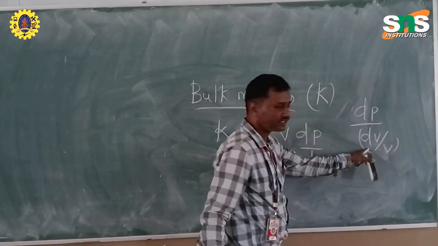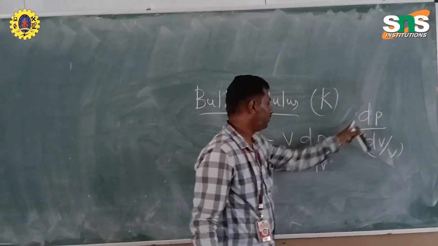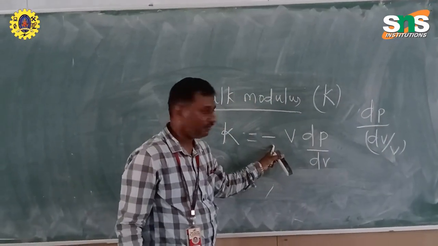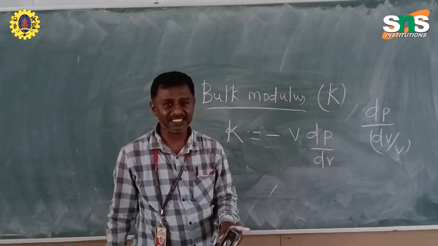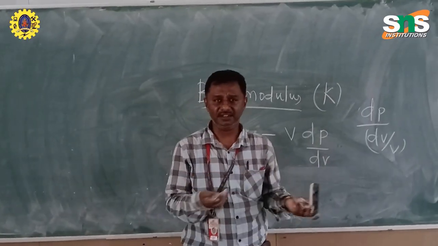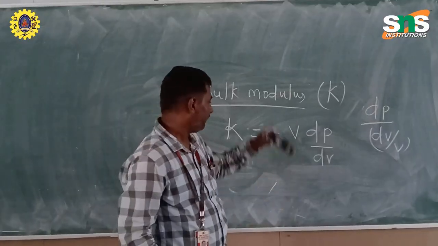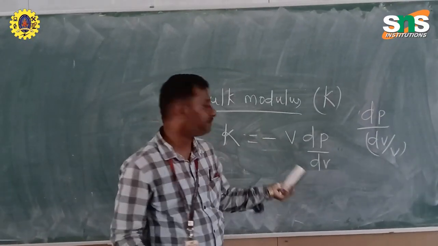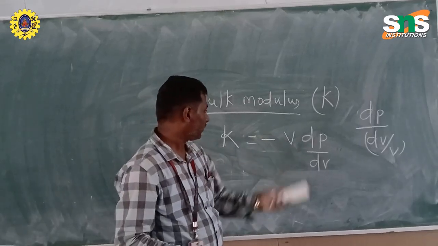This is the volumetric strain, and this is the change in pressure. So this V goes to the numerator. What does this negative sign indicate? It indicates that if pressure is increased, the volume decreases, and vice versa.